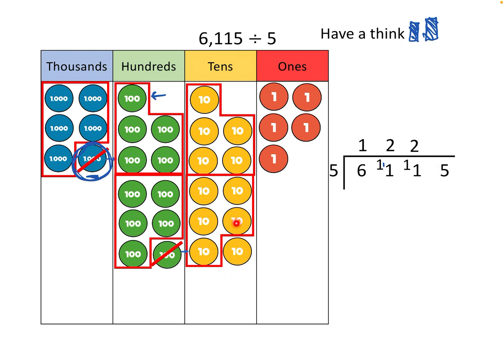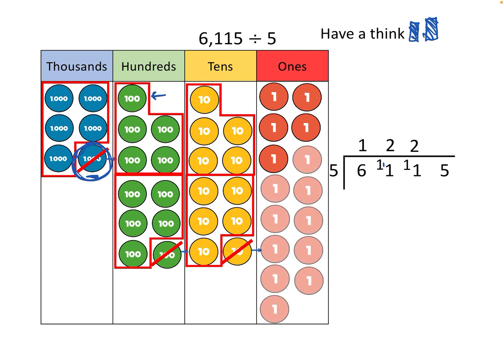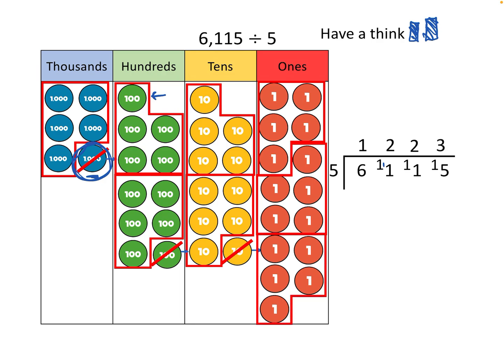And that's just going to show us that actually one of these blocks of 10 has been exchanged for 10 ones. So now we've got 15 ones. How many sets of 5 go into 15 ones? 5, 10, 15. There are 3. Well done if you followed this far.